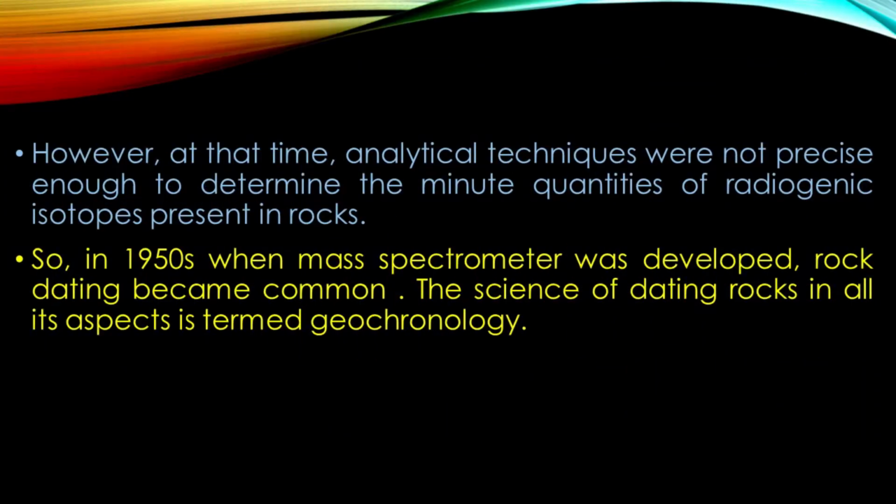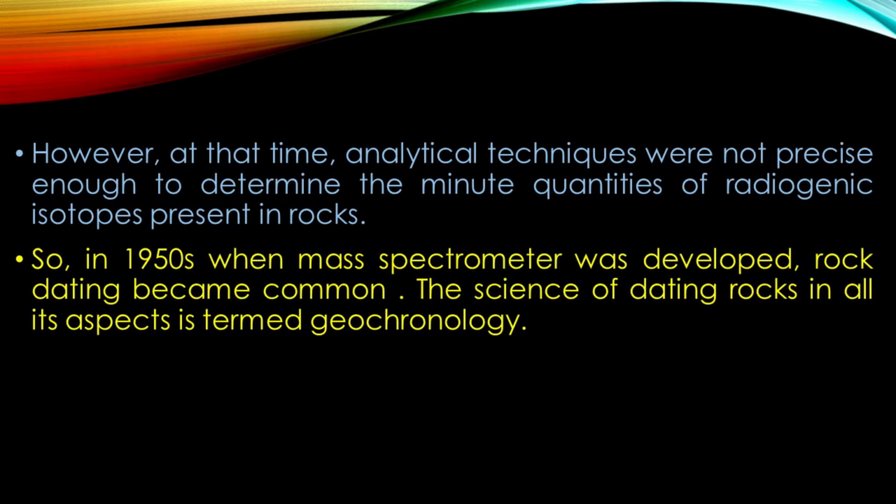It was realized early in the 20th century that decay of unstable elements to produce radiogenic isotopes could be used to date the minerals and rocks of Earth's surface. However, at that time, analytical techniques were not precise enough to determine the minute quantities of radioactive isotopes present in the rocks. So, in the 1950s, when the mass spectrometer was developed, rock dating became very common. The science of dating rocks in all its aspects is termed geochronology.